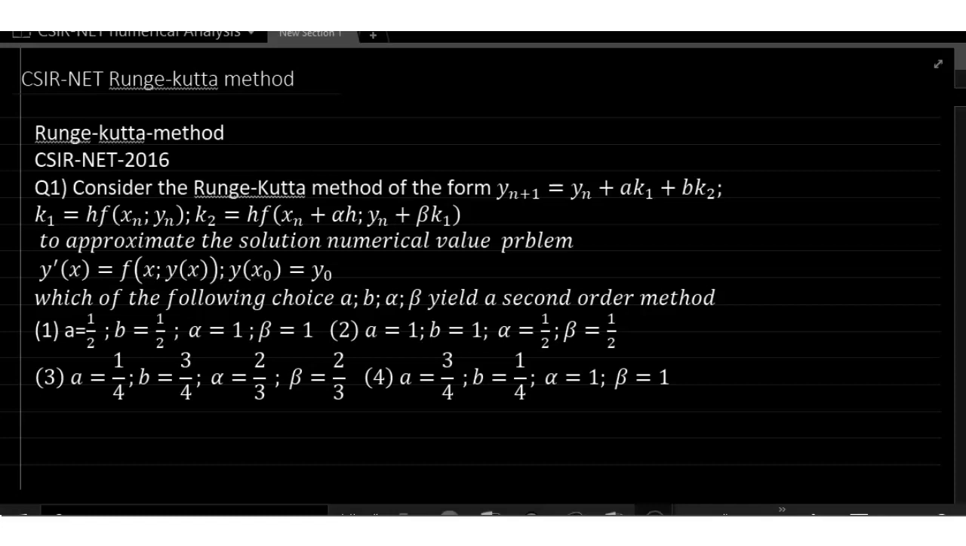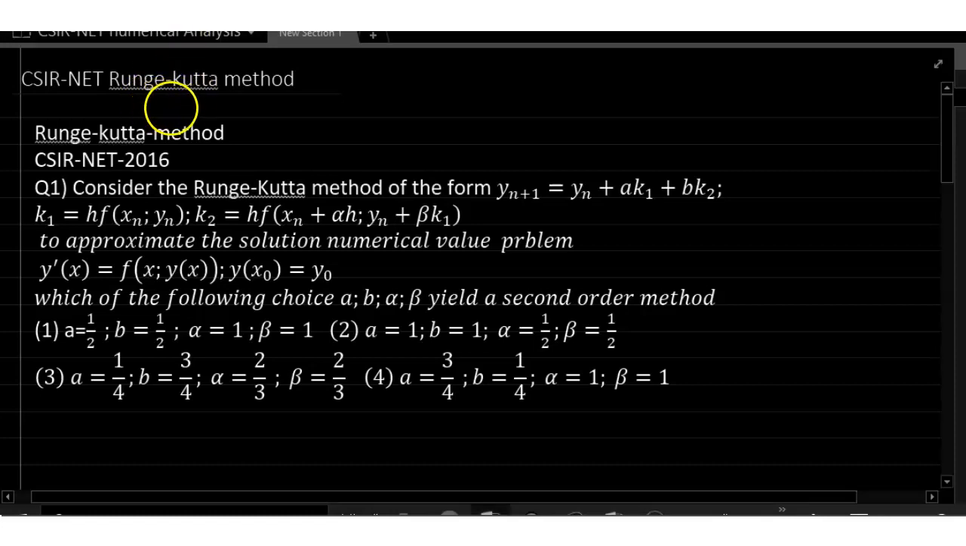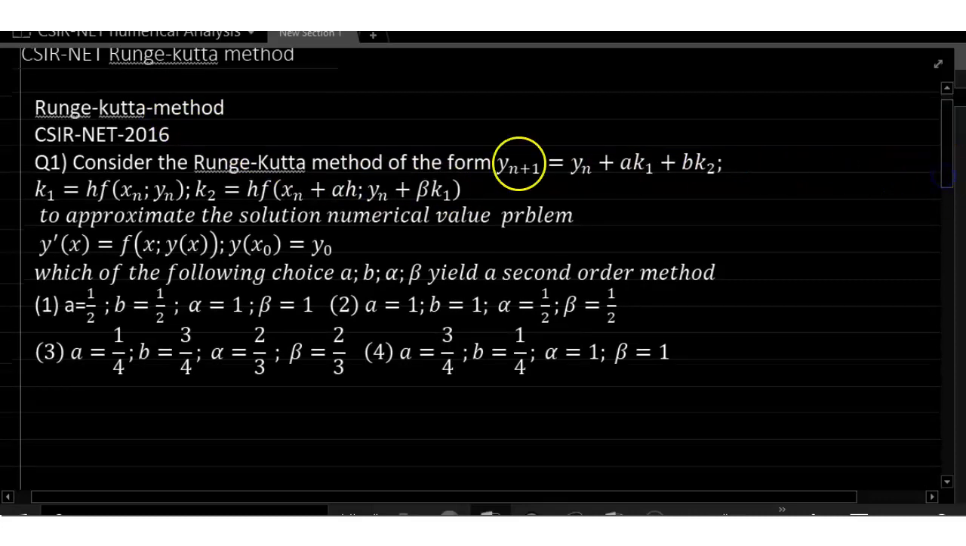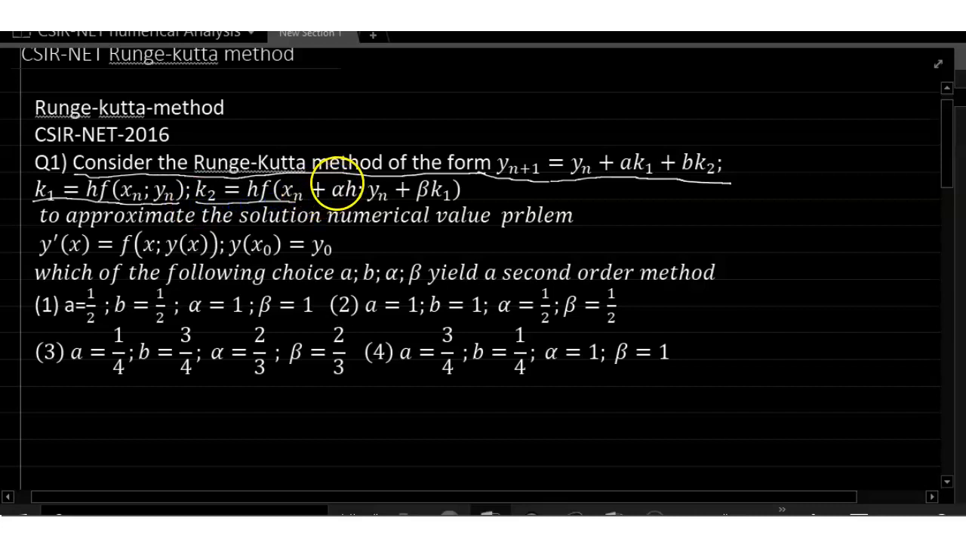Today's discussion is the second order Runge-Kutta method. Friends, I solved this problem using the second order Runge-Kutta method. Consider the Runge-Kutta method of the form y_{n+1} = y_n + a k1 + b k2, where k1 = h f(x_n, y_n) and k2 = h f(x_n + alpha h, y_n + beta k1).